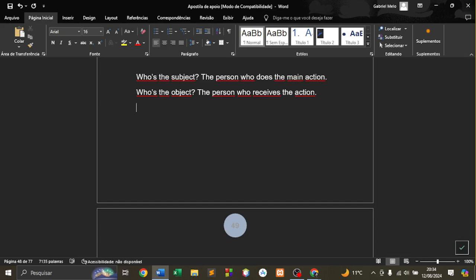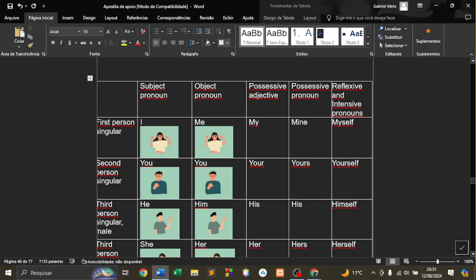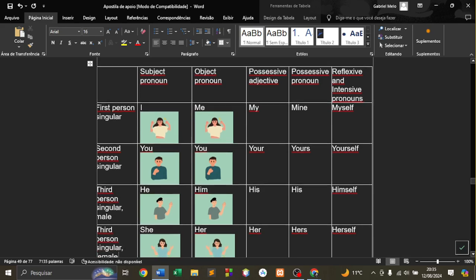I have subject pronouns. What is it? Pronouns that I will use only for the subject. And we have object pronouns. Pronouns that we will use only for the object of a sentence. Alright? So, come on. Subject pronouns. What are the subject pronouns? It's on your screen. Do not forget it.